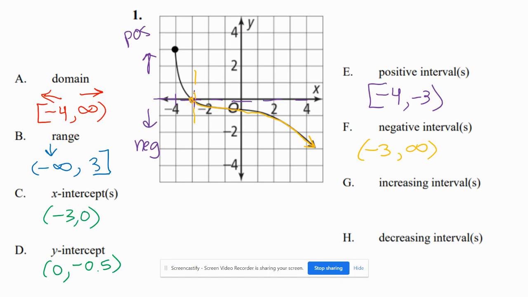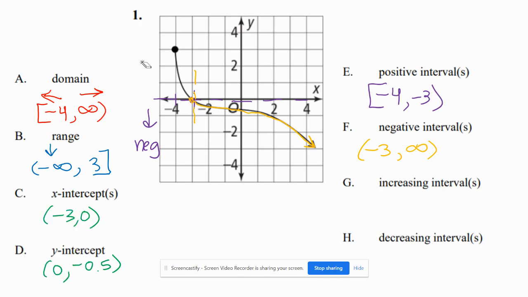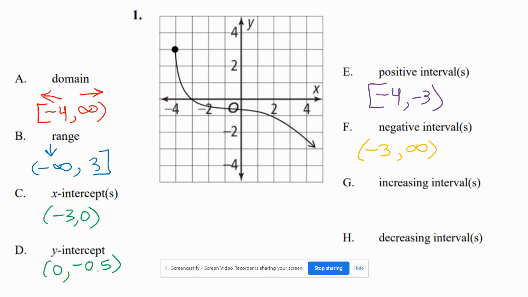All right. Next question is, where is the graph increasing? So let me just go ahead and erase this work. We specifically want to read this from left to right. Because if you go from left to right, you'll notice that at no point is the graph moving upwards. So that means that there is no increase in interval. So I'll just go ahead and put none.